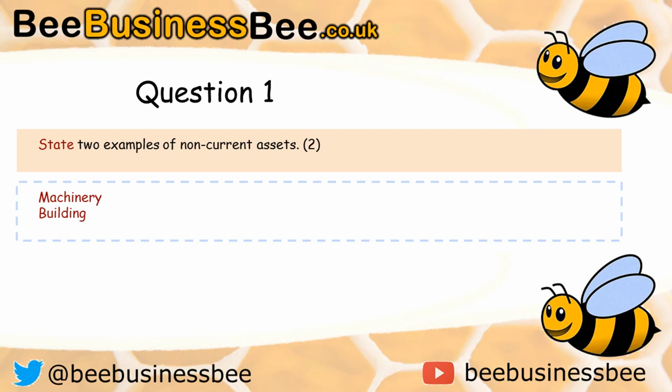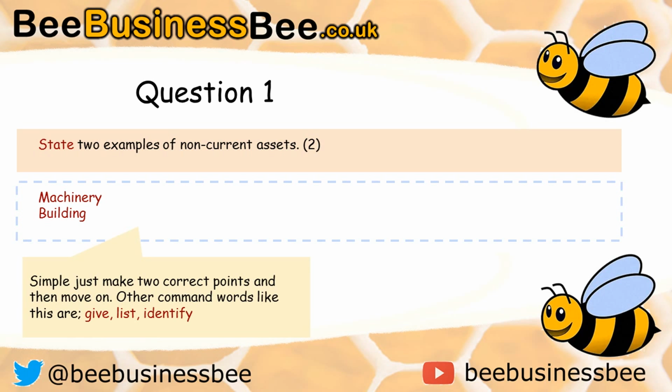The answer you should have got for question 1 could have been something like building and machinery. Notice what I've done there is literally state the answer. It's really simple. You just make 2 correct points and you move on. Don't waste time trying to write out a fancy answer. All you've got to do is state the points. Other command words like this might be give, list, identify, but where you see these, just stick down the points and move on to the next question.